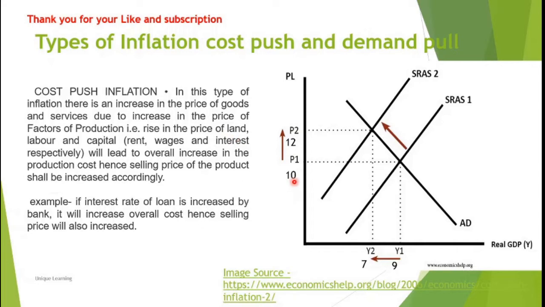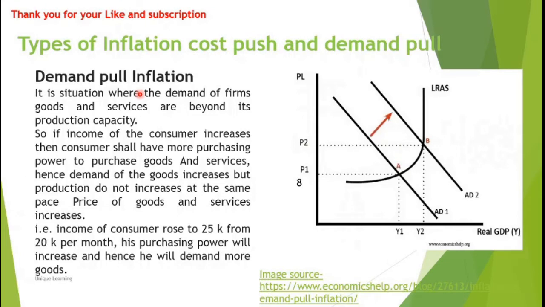So what is happening over here? Due to the increase in the price of the factors of production, the overall selling price will increase. And if the overall selling price is increasing, if other factors remain constant, then there would be a reduction in the demand for the goods and services. Next point is demand pull inflation. It is a situation where the demand for the firm's goods and services is beyond its production capacity.